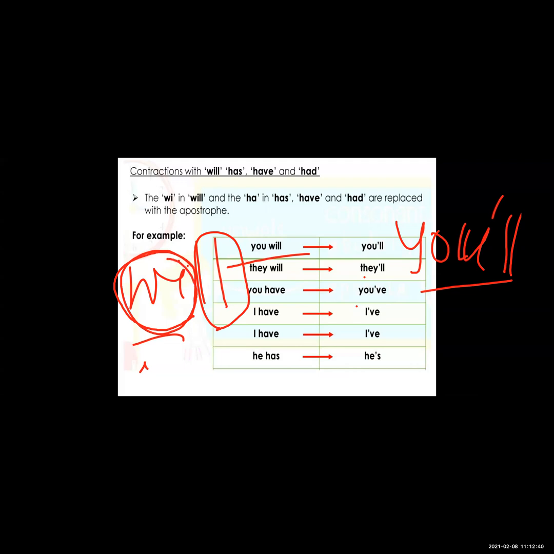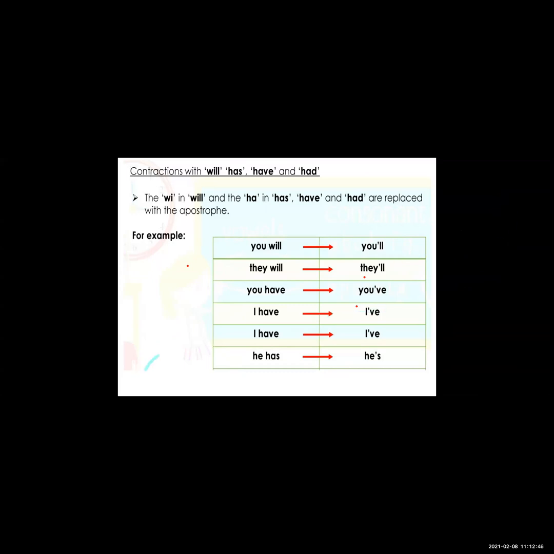So, they'll. Now see, you have. Here see what we are going to replace. In have, has and had, we are going to replace the HA. Means we are going to replace this HA and we will write an apostrophe when we have to make the short form. Then how will we write it? You, apostrophe, ve. Okay, you've.